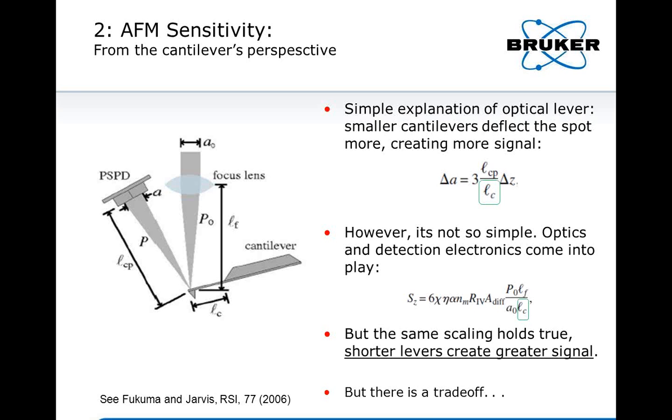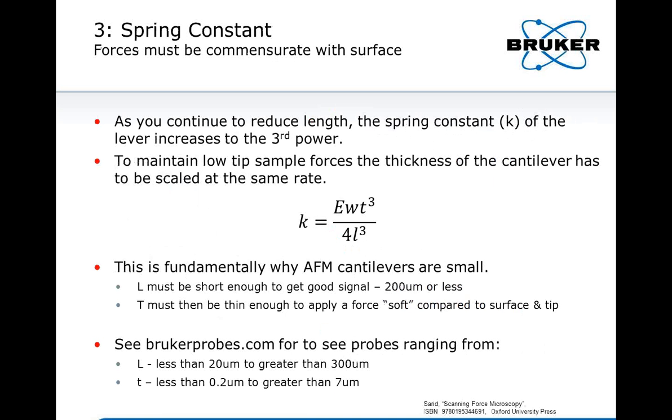But there is a trade-off. Reducing the cantilever length does have its drawbacks. As you reduce the cantilever length, the spring constant K of the cantilever increases as the cube of the cantilever length. A higher spring constant for the lever means a higher tip sample force, which is not always desirable, as this can lead to tip wear or sample damage.